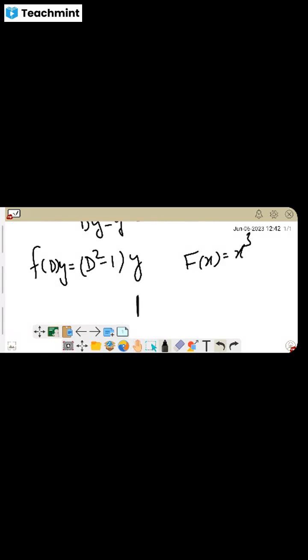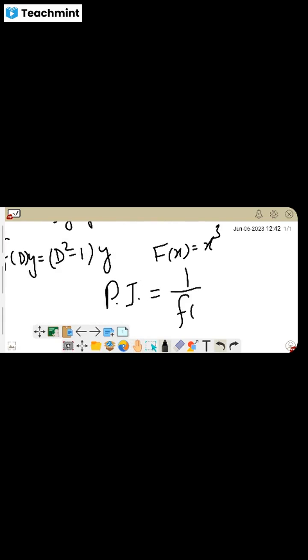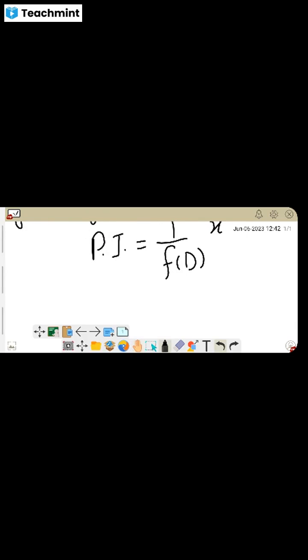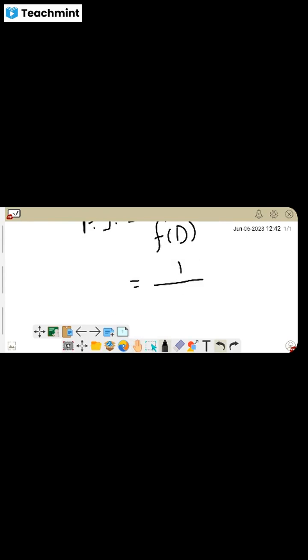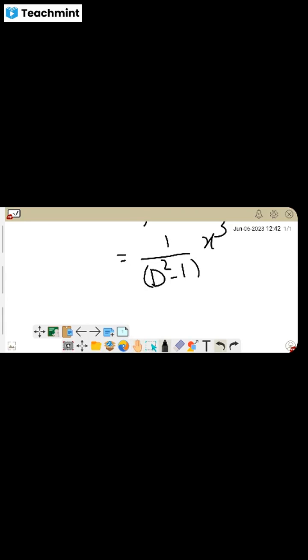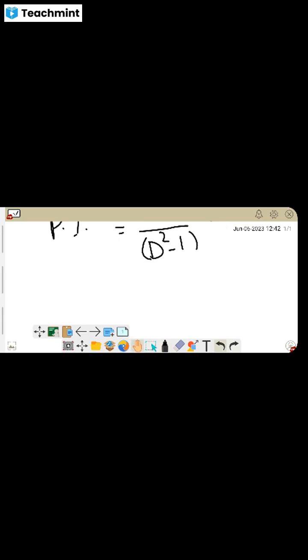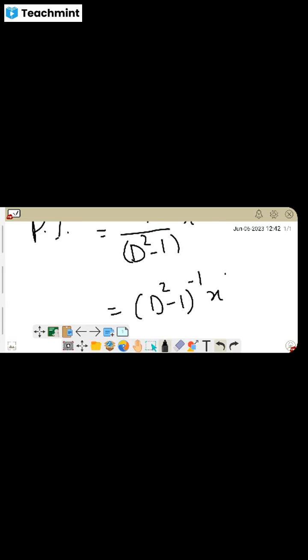So the particular integral is equal to 1 upon f(d) into x to the power 3. And here f(d) is 1 upon d square minus 1 into x to the power 3. In this type of question, we need to take this in the numerator by taking a negative power, like (d square minus 1) to the power minus 1, x cube.